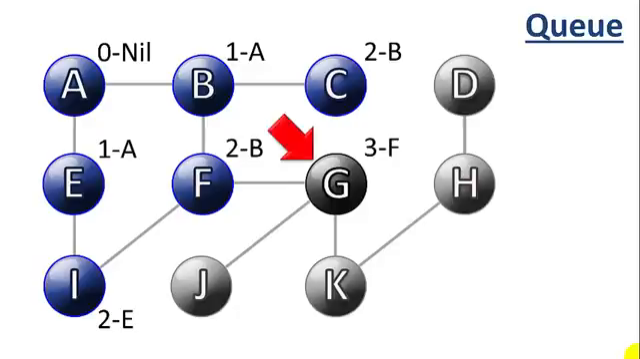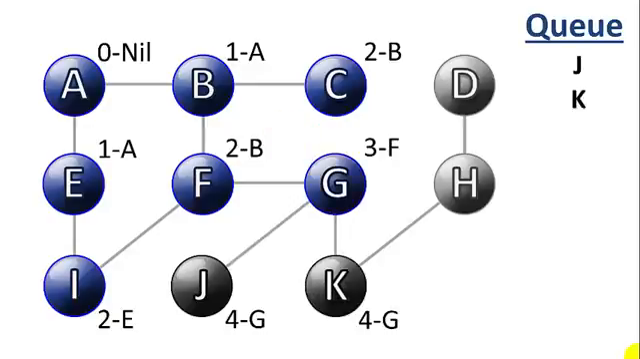We visit vertex G. We look at G's outgoing edges to gray vertices. We have J and K, so we'll take them in alphabetical order. We paint J black. We update J's distance to the source to 4 and its predecessor to G. We add J to the queue, and we do the same with K. Now we can paint G as blue because it's done. We pop J off the queue. There's nothing to do with J, so we can simply mark J as visited.